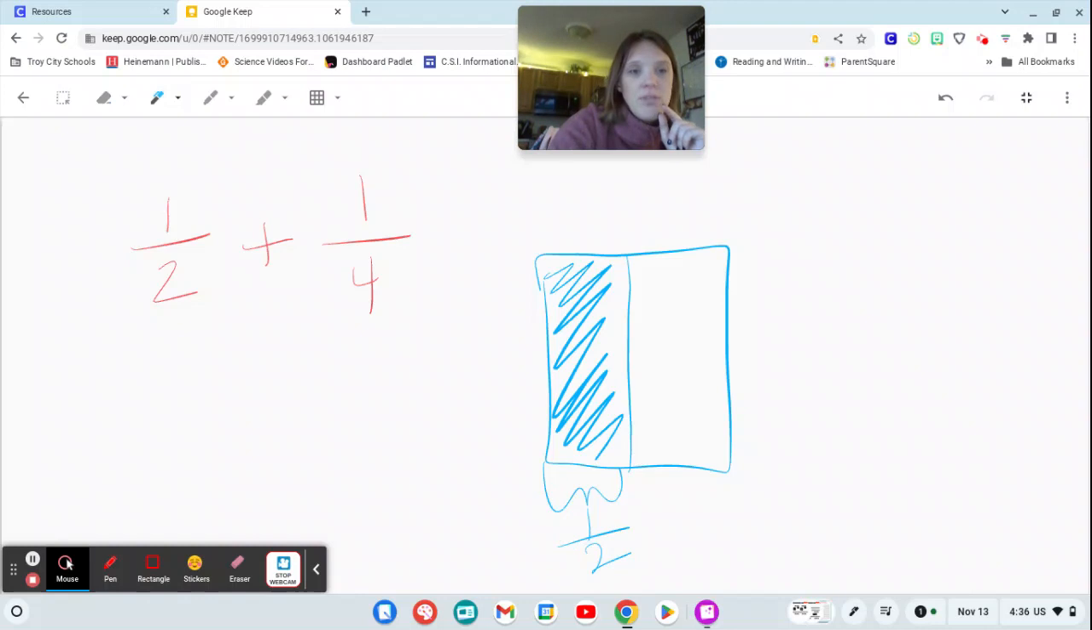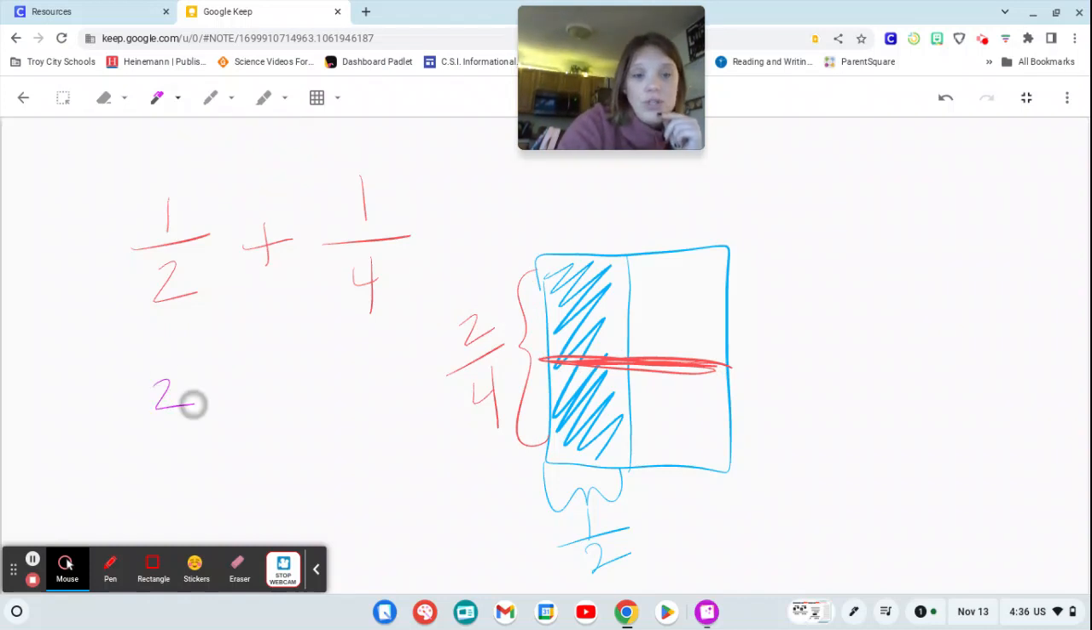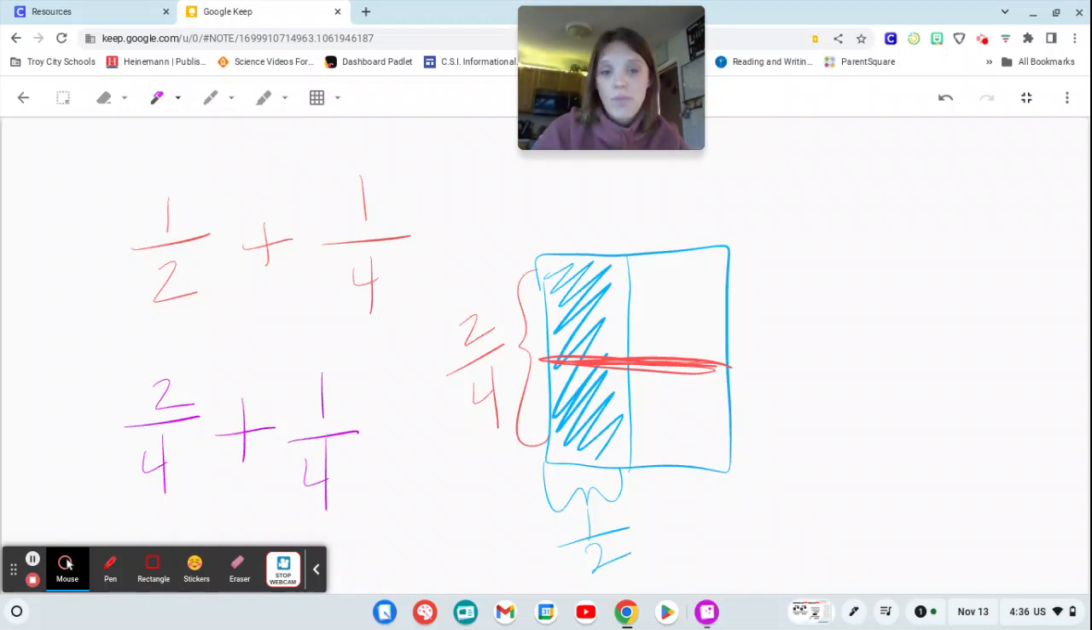I want to convert them into fourths. So I'm going to split this in half. Now I have 4 equal pieces. Well, how many fourths are shaded in? 2/4. So again, 1/2 is equivalent to 2/4. Add 1/4. My answer is 3/4 again.